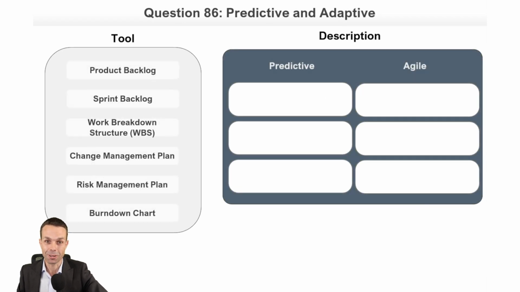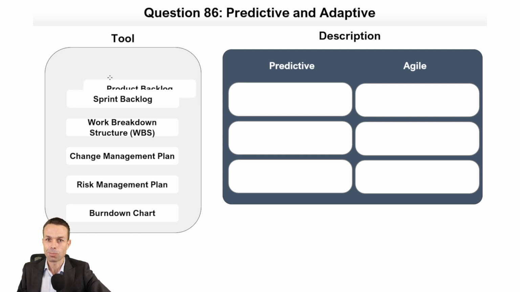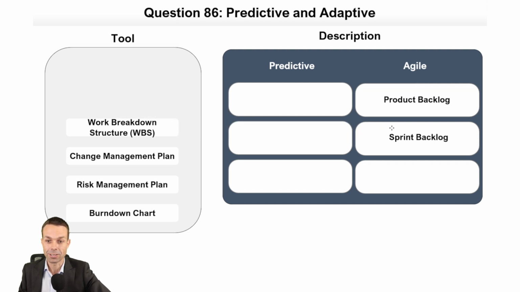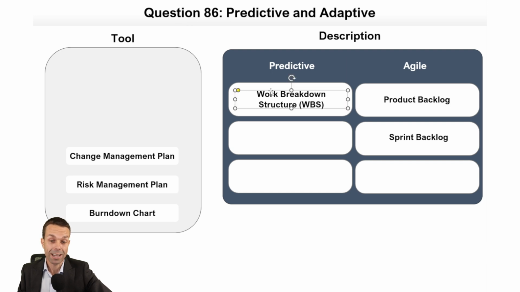All right, let's see what we've got next. More predictive and agile and adaptive. Excellent. I like these ones because they're some of my favorites. The product backlog, of course, is one of our agile ways of working. The sprint backlog is also one of our agile ways of working, where we put enough user stories for the next 2-week sprint. The work breakdown structure we'll usually use in predictive. And what's something similar in Agile? It could be user story mapping, or it could be breaking down epics into user stories.